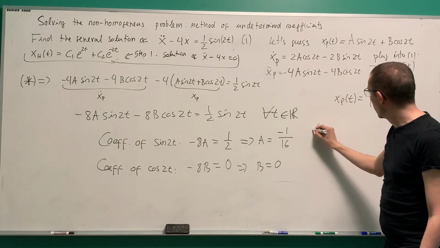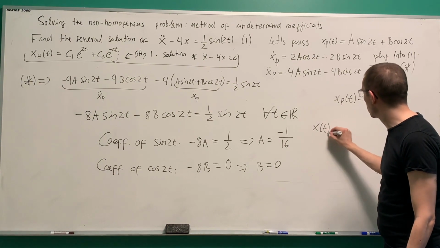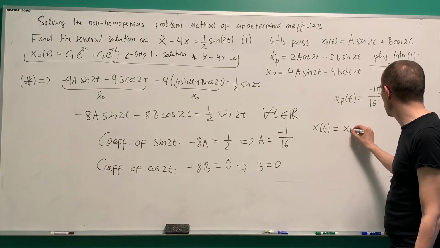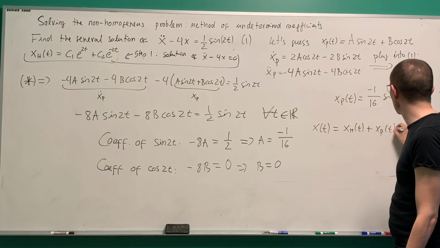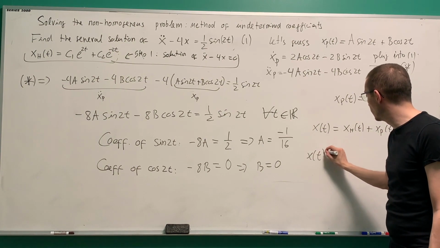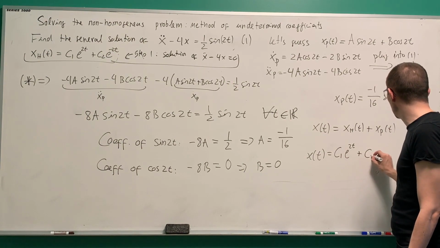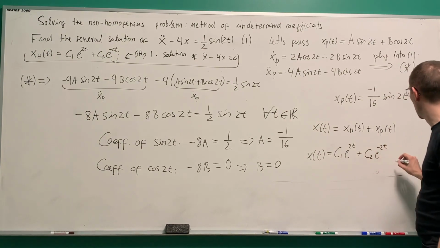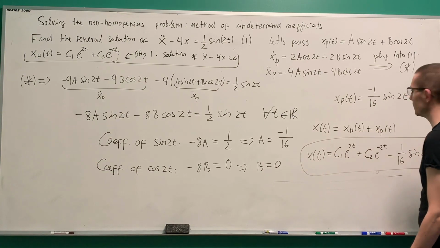Now we can write the real solution, the solution that will give you full marks, x of t, which, let's remind ourselves, is the homogeneous solution plus the particular solution we just found. So that means that x of t is equal to c1 e to the 2t plus c2 e to the minus 2t minus 1/16 sine of 2t. And this is the solution to our problem.